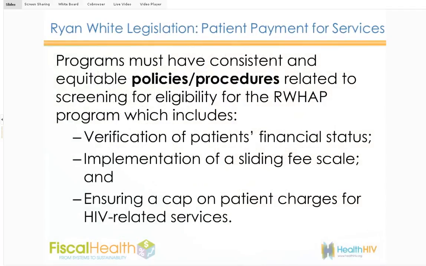So what we're looking for, particularly when we come for a site visit, is that you're going to have policies and procedures in place to show that this is happening related to screening and eligibility. So we're going to be looking for that you're verifying your patient's financial status when you meet with them, that you have a sliding fee scale that you're implementing and you have a policy and procedure related to this, and that you have a policy and procedure related to your cap on patient charges for HIV-related services.